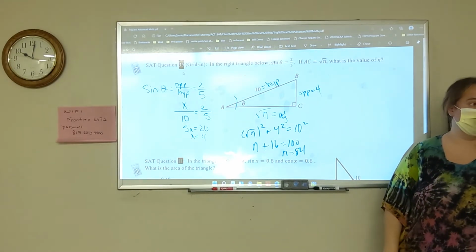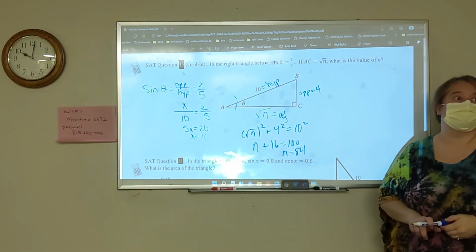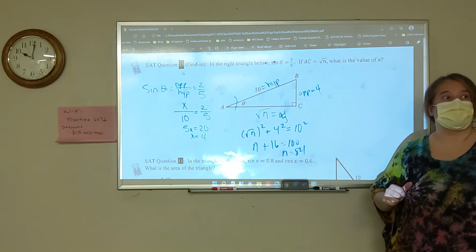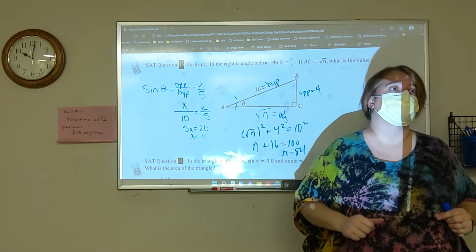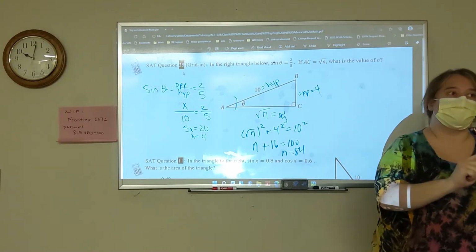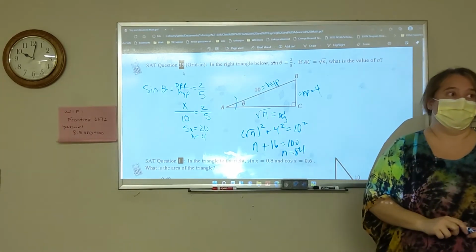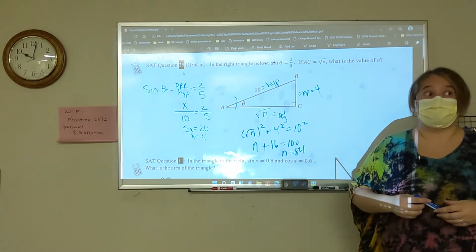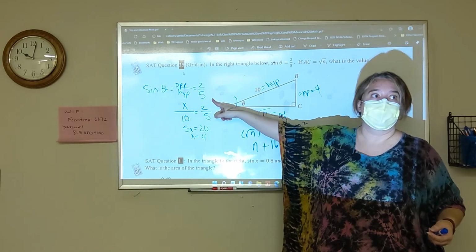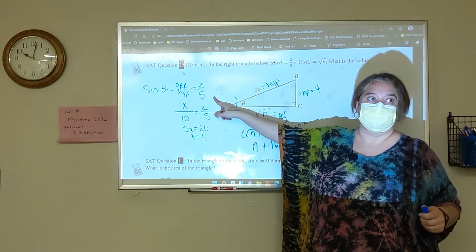Sir? If sine is opposite over hypotenuse, how does 2 over 5? That's why I keep saying it's the ratio of the sides. It doesn't have to equal the sides. That's something that is not emphasized to you guys enough in school. Lots of fractions equal 2 over 5. Okay? 4 over 10 would work. Times 3 would be 6 over 15. This is the ratio of the sides. It's not equal to the sides.